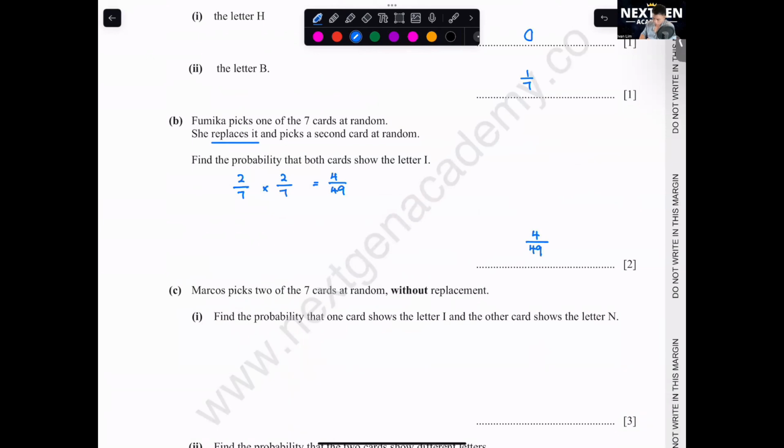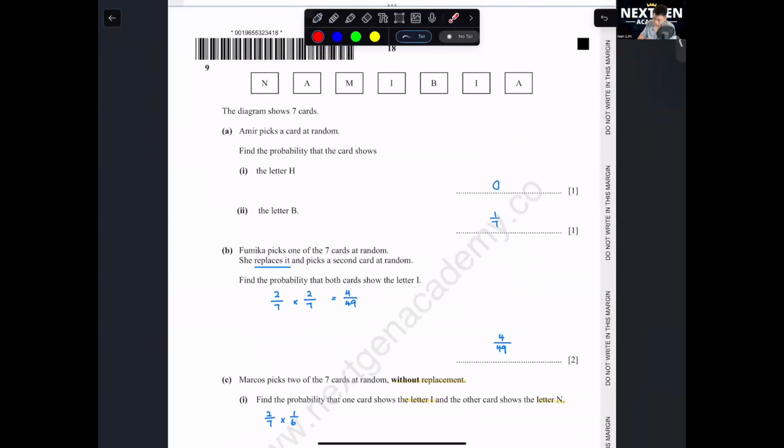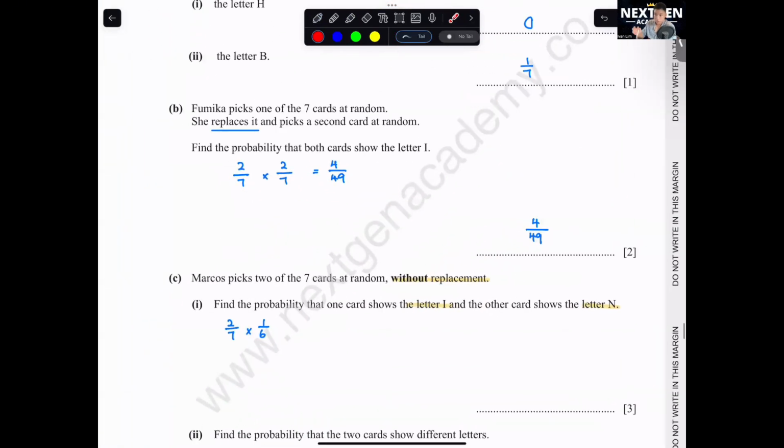Now, Marcos picked 2 of the 7 cards at random without replacement. Find the probability that one card shows the letter I and the other one the letter N. Okay, if they say I and the other one N, we need to consider I then N and then N then I. So both ways. So the calculation is 2 over 7 times 1 over 6. Okay, you all see here how many I do you have? You got 2I, then 1N, right? So 2 over 7 times 1 over 6. Then you need to do the other way around also, which is I first, then N. You can go and write a separate one, but for me, I just do the faster way. You multiply it by 2. Calculate this, you get 2 over 21.